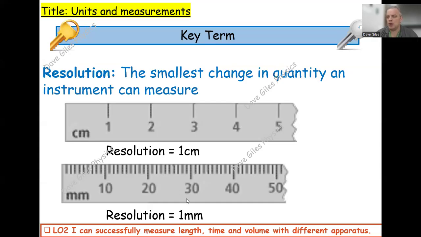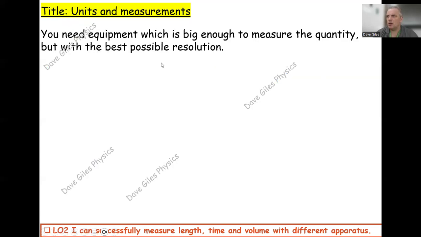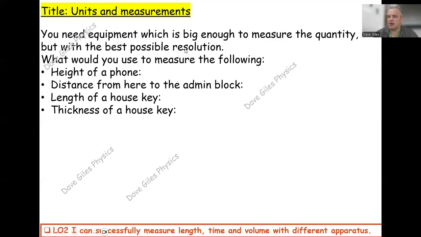So depending on what you're measuring, you want an appropriate resolution. For example, I don't need 1 millimetre if I'm measuring the distance from one city to the next. We don't really need that to the nearest millimetre, probably don't even need the nearest centimetre. We're probably going to go to the nearest kilometre, which is an appropriate resolution for something like that. So you need the equipment which is big enough to measure the quantity, but with the best possible resolution. So what would you use to measure each of these?